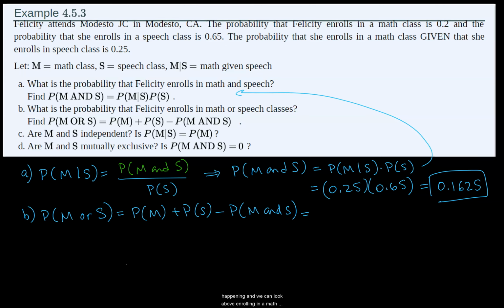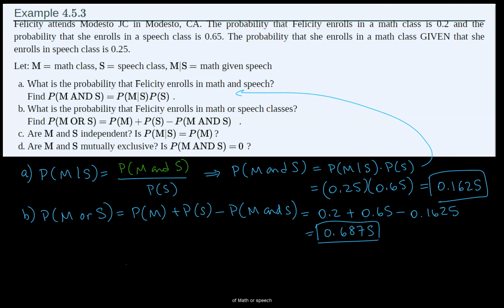And we can look above. Enrolling in a math class is 0.2. Enrolling in a speech class is 0.65. And then we're going to subtract out the overlap that we got. We're going to subtract out the intersection from the previous problem above. And that gives us 0.6875 for our probability of math or speech.